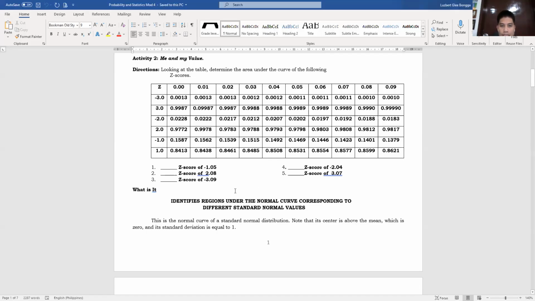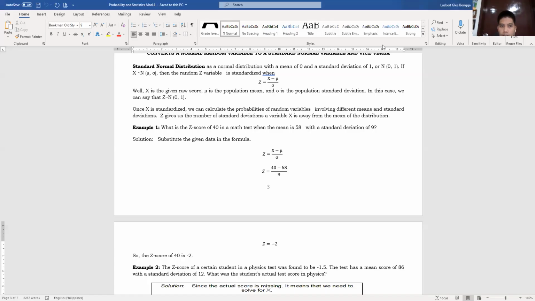Okay, since we now understand this, we can proceed to Activity 2, the Me and My Value. Number 1: a z-score of negative 1.05. We already know how to get it using what we discussed today.